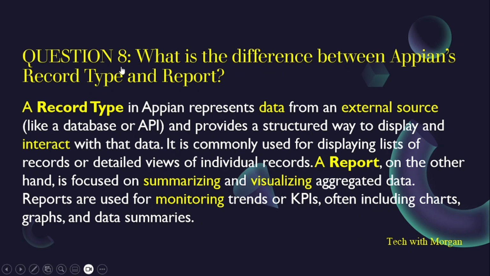Question 8. What is the difference between Appian's record type and report? A record type in Appian represents data from an external source, like a database or API, and provides a structured way to display and interact with that data. It is commonly used for displaying lists of records or detailed views of individual records. A report, on the other hand, is focused on summarizing and visualizing aggregated data. Reports are used for monitoring trends or KPIs, often including charts, graphs, and data summaries.